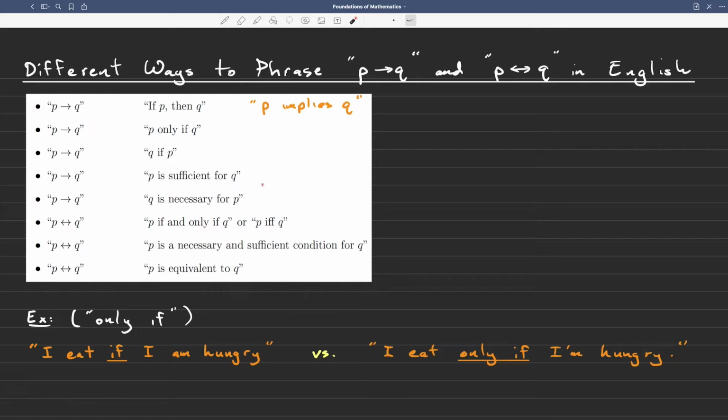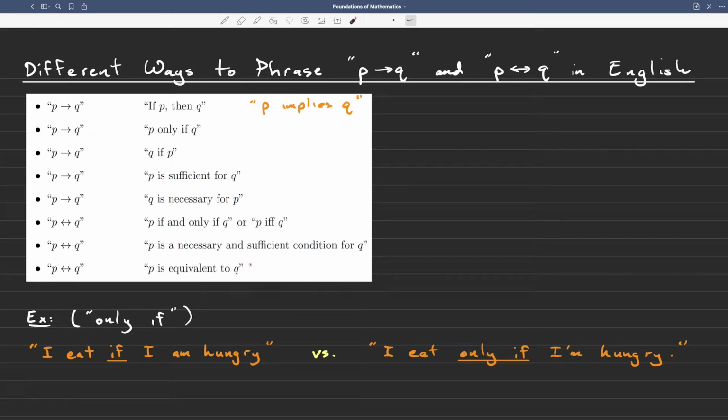And then the last three have to do with if and only if. So here we have just the double arrow means if and only if. Another way to word that is, you can say P is necessary and sufficient for Q, or you can say P is equivalent to Q. We've mentioned that one already.